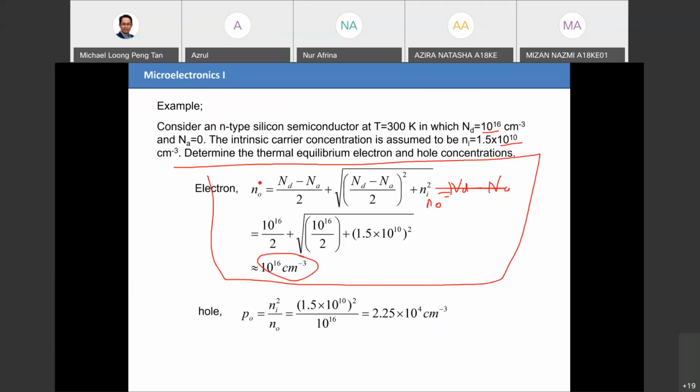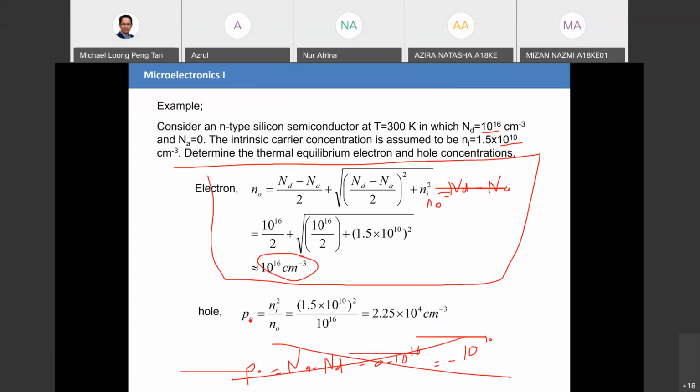Then for the second part, this is where all the students will make mistakes. I'm telling you, when students calculate the NO part here and then calculate PO, they make the mistake of saying that PO equals NA minus ND. This is what students normally do. It happens every year. They say NA is actually 0, and then they minus 10 to the power 16, and the answer is negative. Does it make sense when your answer is negative? It cannot be negative. Your doping concentration cannot be negative. So this is totally wrong.